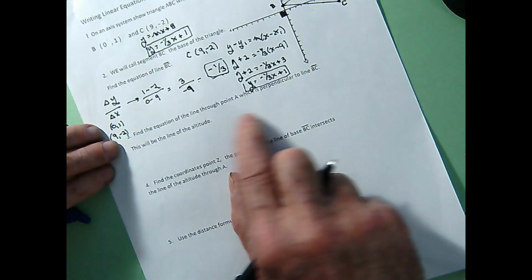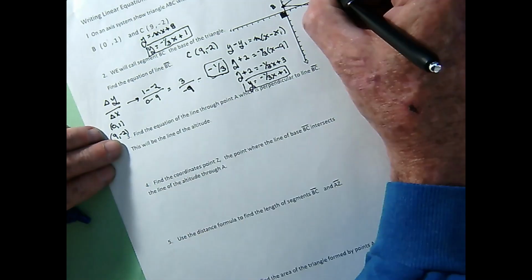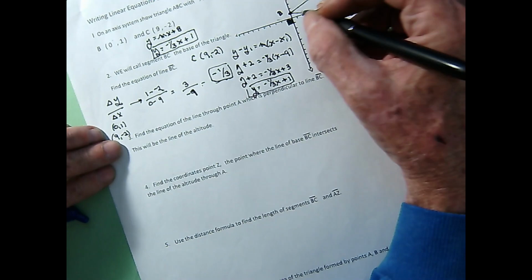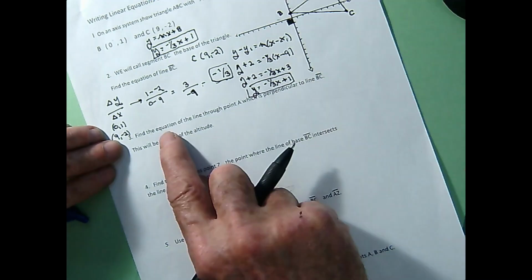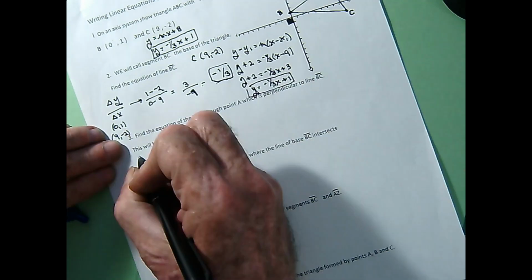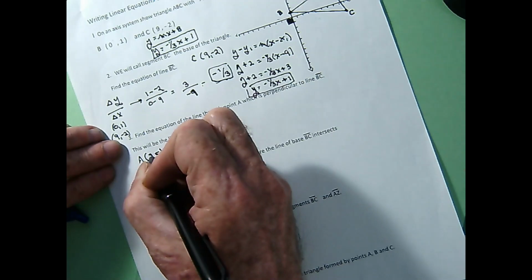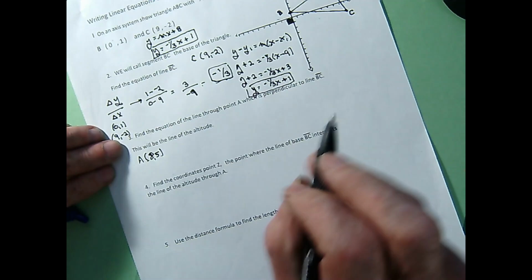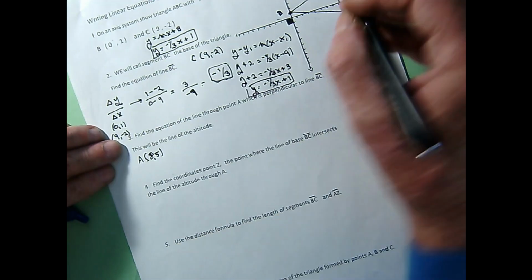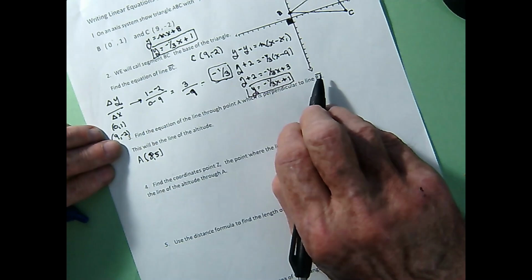Now, find the equation of the line through point A. Got to go through point A. We're about to find the altitude, which is perpendicular to line BC. Find the equation of the line through point A. We're going to use this point. A has coordinates 8, 5. We just keep track of stuff like that. We want to go through point A with a line that's perpendicular to BC. And we know the slope of BC.